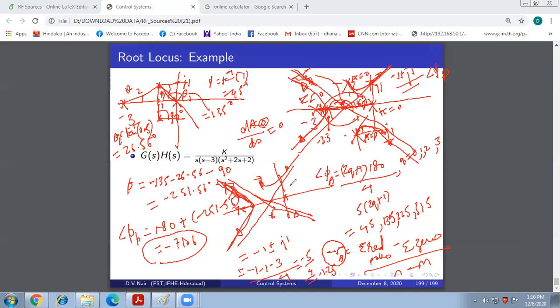So I leave that as an exercise for you. On substituting that s naught in the expression for gain k, which you already have in terms of s, you will get the gain k at which the root locus branches intersect the imaginary axis. So let us stop here.